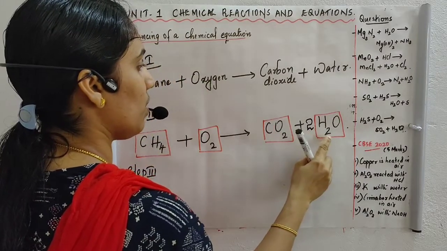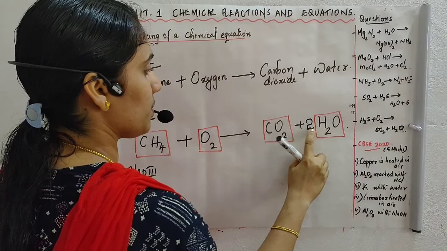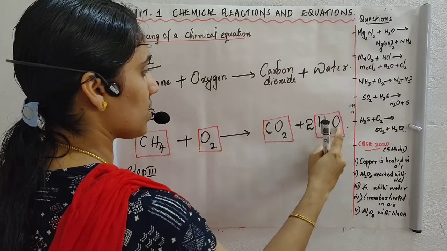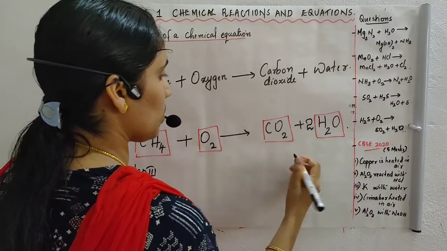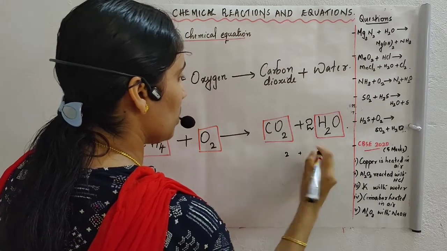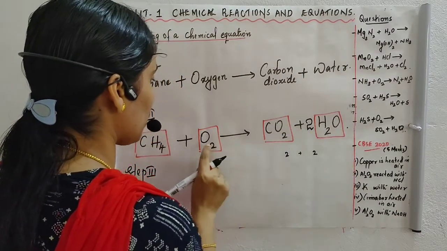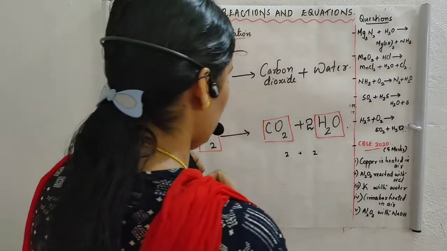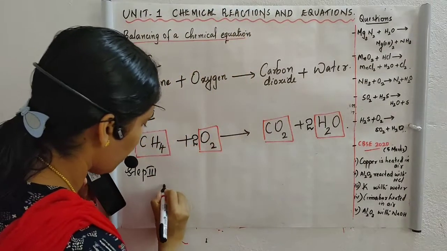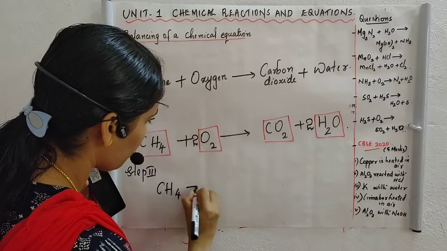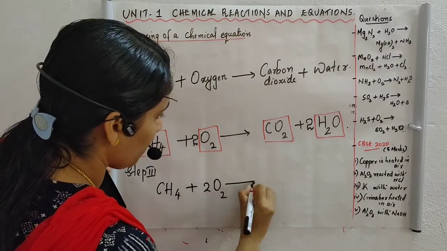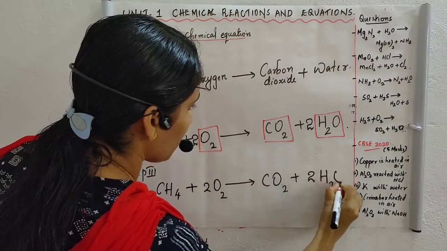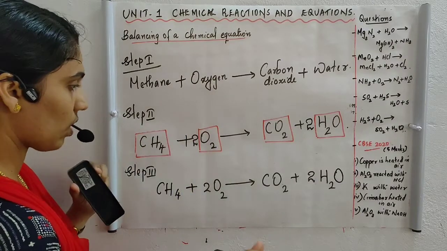So now the number of hydrogen is 4. Automatically oxygen is changed. Oxygen is 2 into 1, 2 plus 2. So this side total how many oxygen? 2 plus 2. Here 2, and here it is also 2. So here this side only 2. So you can put 2 here also. So the balanced equation we can write as CH4 plus 2O2 gives CO2 plus 2H2O.